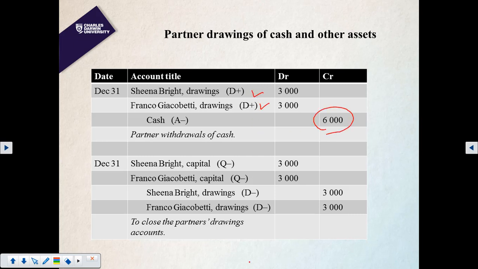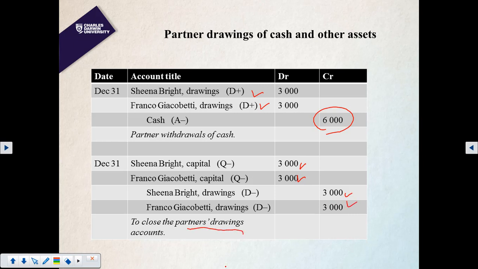And finally that drawing, of course, we have to adjust with what? Capital. So because of drawings, capital increases or decreases? Capital decreases. Capital decrease means capital will have to be debit or credit? Debit. If the capital is decreasing, capital will be debit. So capital debit, and their drawings are going to be credit. We are just closing the partners' drawing accounts.